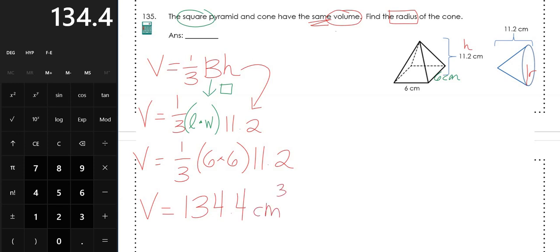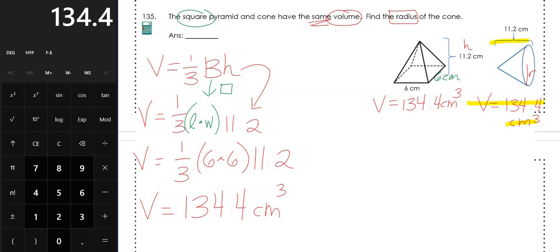So I'm going to write that down. The volume here is 134.4 centimeters cubed. And if the volume of both the pyramid and the cone are the same, that means the volume for the cone is also 134.4 centimeters cubed. Now I have the volume and I have a height, so maybe I have enough information to go ahead and get that radius.